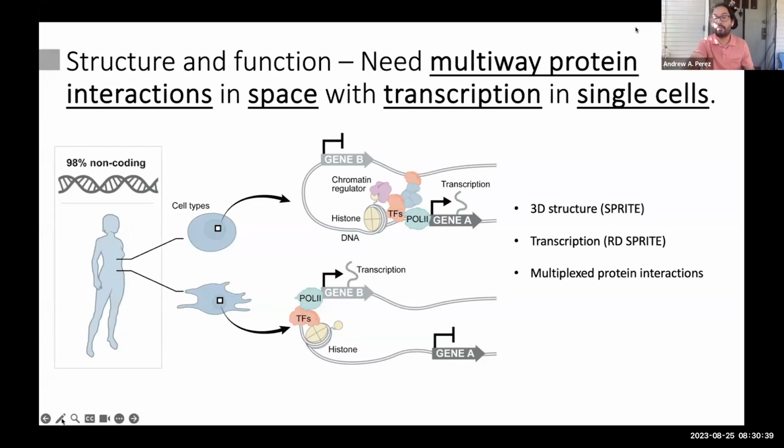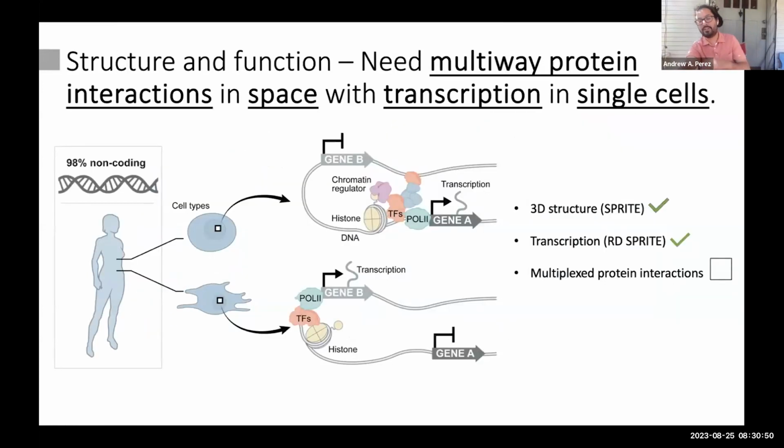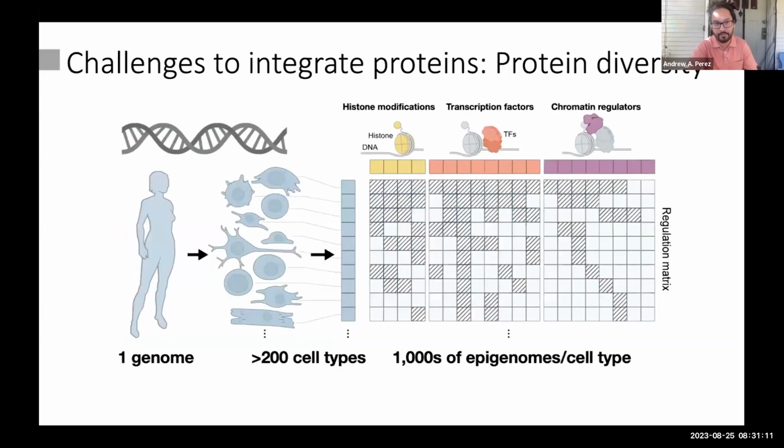So to do 3D structure, our lab developed SPRITE. Then we wanted to incorporate transcription, so we incorporated RNA into the SPRITE pipeline. And then the most elusive so far has been multiplexing protein interactions. So I'm going to tell you about our journey of multiplexing protein interactions, what we're doing with it, and how we're applying it to 3D structure.